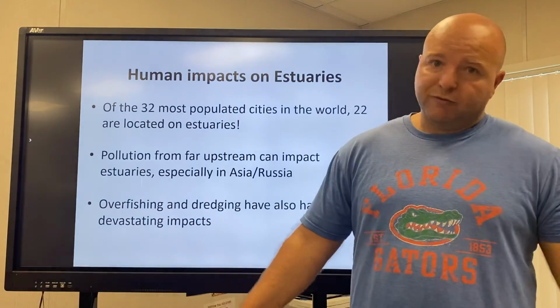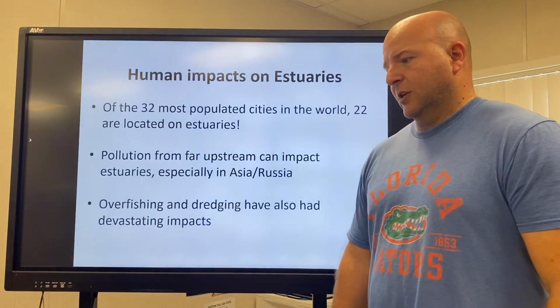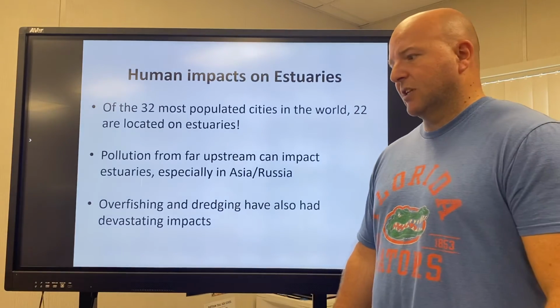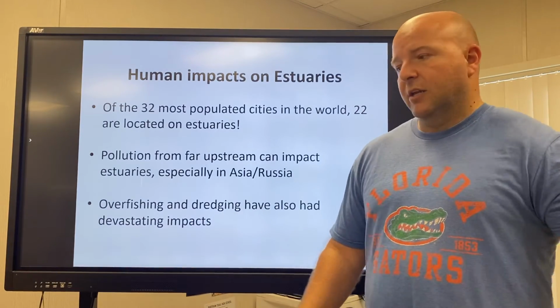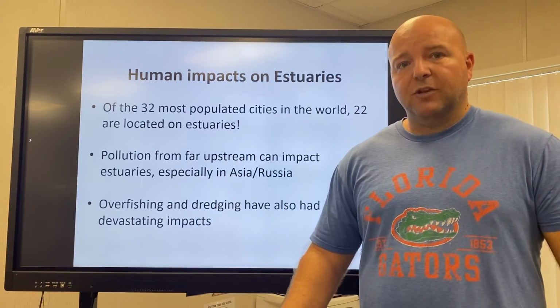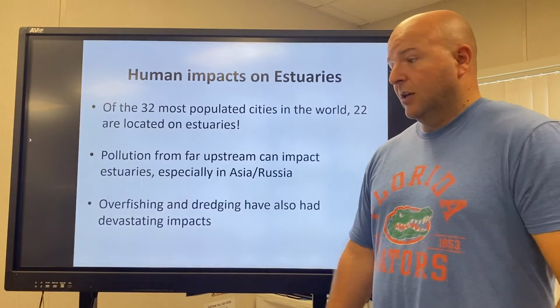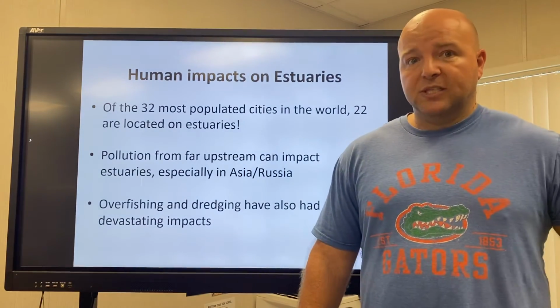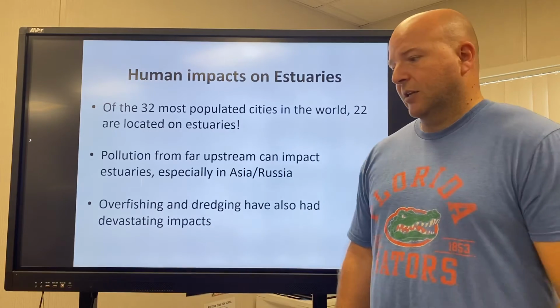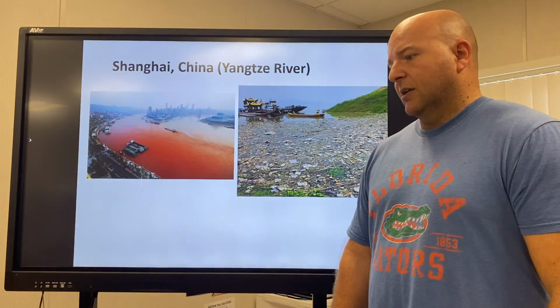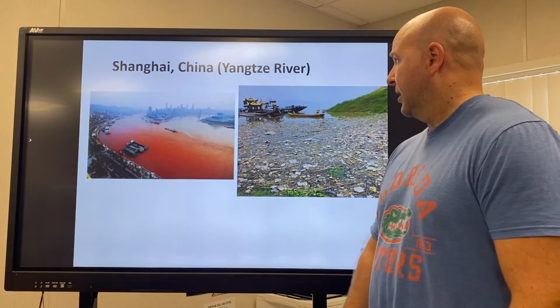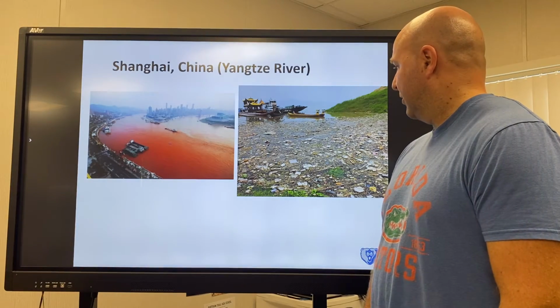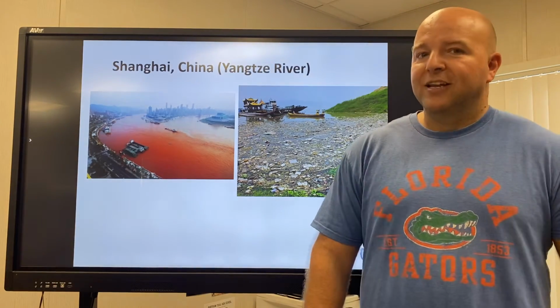And then we see overfishing and dredging that takes place too. It can have a very devastating impact on these ecosystems. Even though there's lots of life there, these food webs can be very delicate. If something goes missing from that food web, it will impact the entire web. Some examples here of estuaries not being in very good shape.